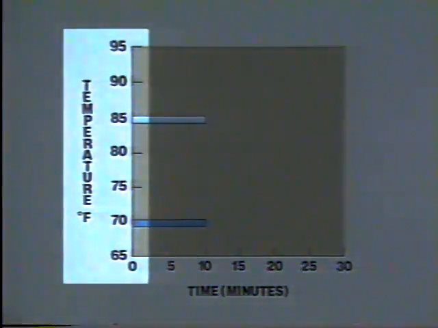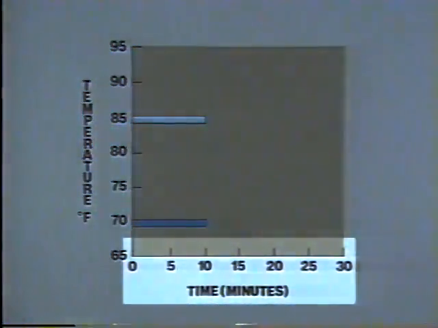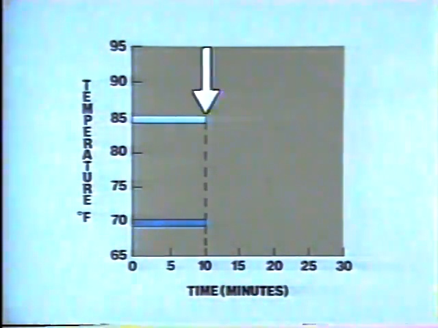We'll use this chart to compare the temperature of the cooling water with the temperature of the raw water. The vertical axis will be temperature in degrees Fahrenheit, and the horizontal axis will be time in minutes. Note that both temperatures are constant during the first 10 minutes. Now, what we want to know is how does the controlled variable, the cooling water temperature, react to a change in one of the other process variables?